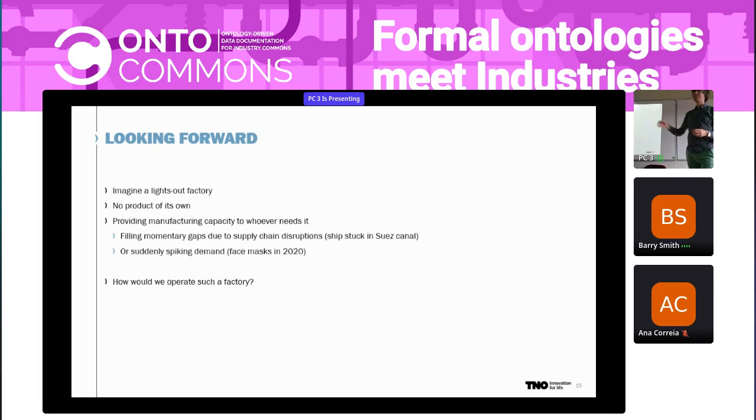It says here, imagine a lights out factory. Usually in these kinds of presentations, people have a hard time grasping this, but I've already heard the term lights out factory, dark factory, being dropped a few times. But let's imagine a factory filled with all sorts of manufacturing equipment, autonomously doing its thing. It doesn't really produce a product. It's not like a car factory or a bicycle factory, just a generic factory. And it provides capacity to whoever needs it whenever, right?